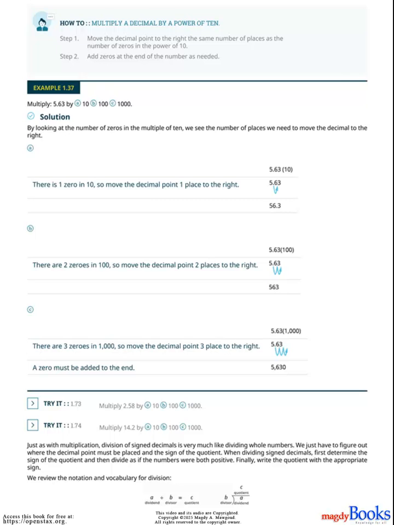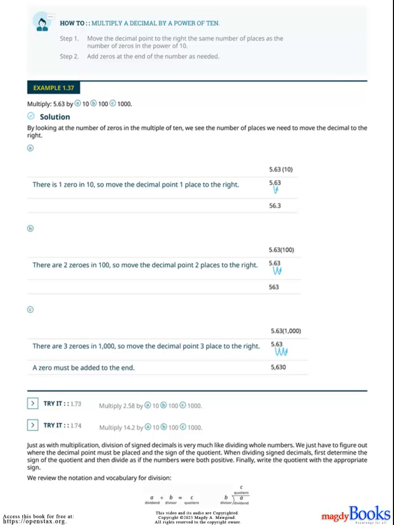Just as with multiplication, division of signed decimals is very much like dividing whole numbers. We just have to figure out where the decimal point must be placed and the sign of the quotient. When dividing signed decimals, first determine the sign of the quotient and then divide as if the numbers were both positive. Finally, write the quotient with the appropriate sign.